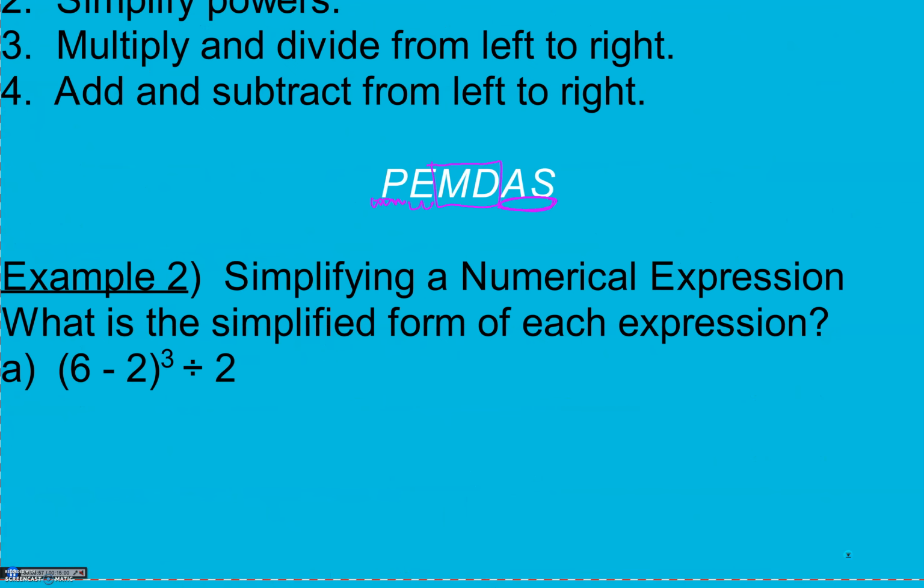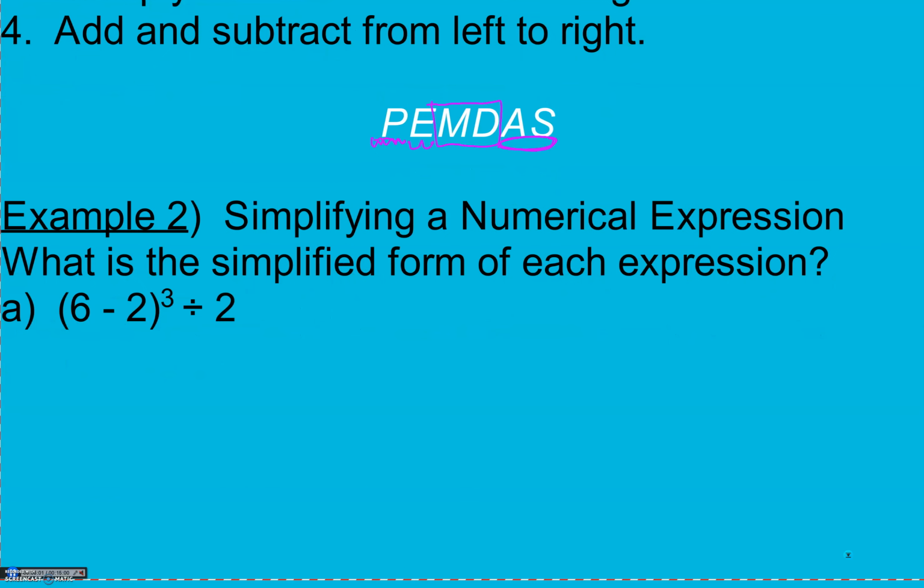So if we look here in example 2, to simplify this numerical expression, we're going to use PEMDAS to help us remember. And it's helpful, guys, while we're getting used to this, to write these out and then cross things out as we go. So P stands for parentheses. Check and see if we have any. We do. So I'm going to do my parentheses first. 6 minus 2 gives me 4. Parentheses are done. And I'm going to bring down the rest of my problem exactly as it's written.